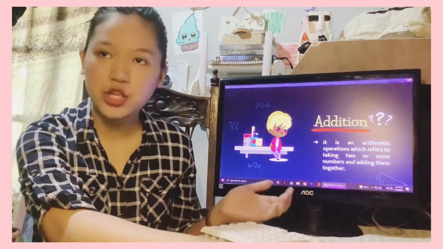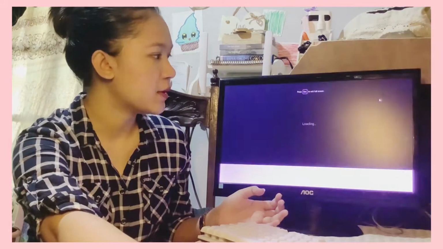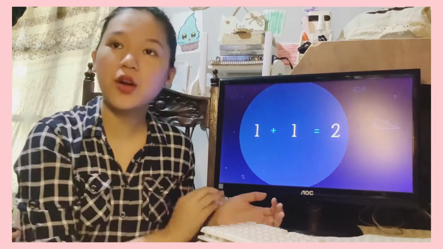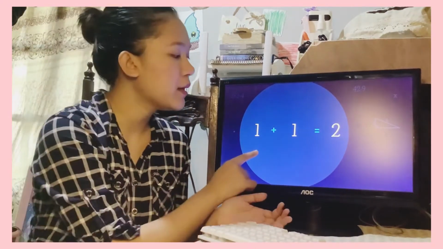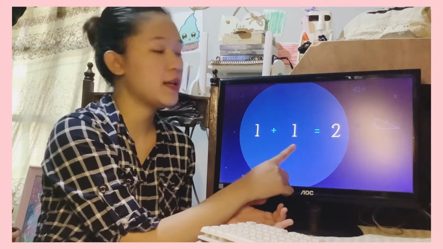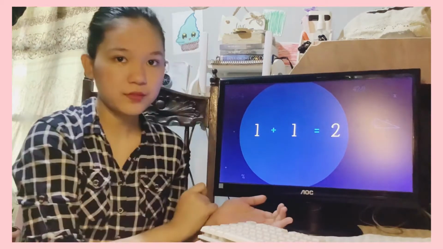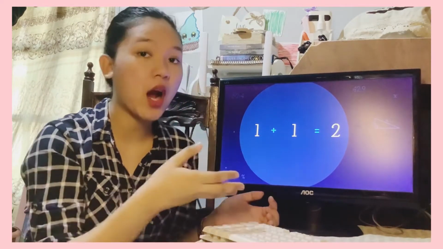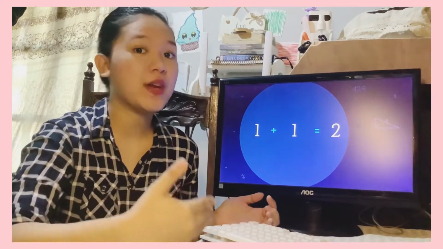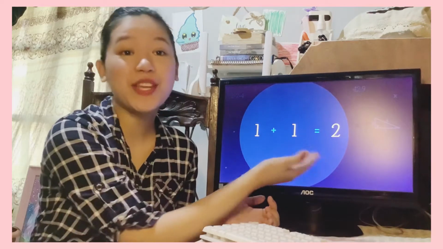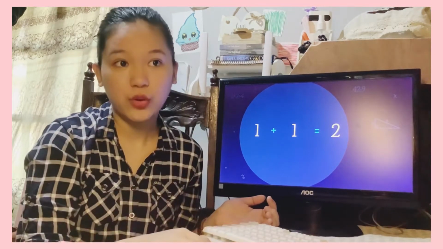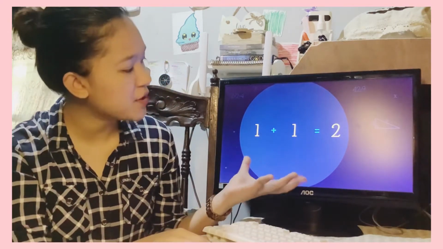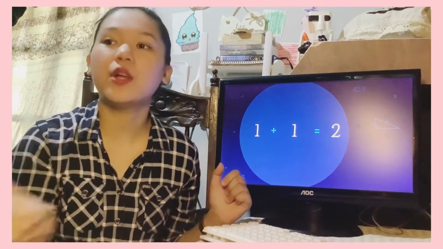Now let's take an example here. This is an addition. On the example, we have 1, and then the plus sign, and then 1, and the equal sign, and 2. In this example, we are going to identify where the addends are and which is the sum. And of course, we are going to recognize the signs used in addition. Let me ask you, which numbers are the addends, you think? What is your guess?